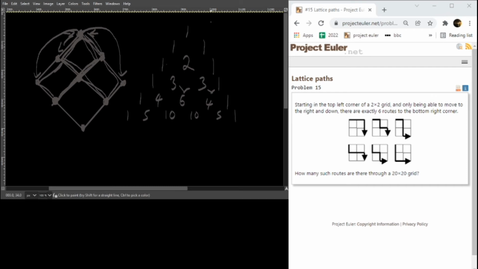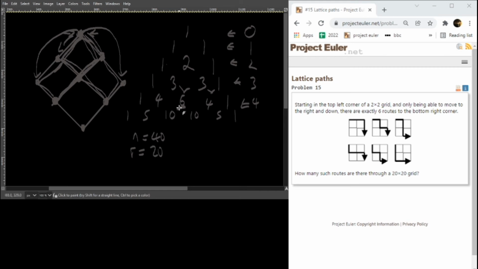So this is the 0th row, because you can't go anywhere on that row. You're just stuck at that point. This is the first row. This is the second row. This is the third row, and this is the fourth row. So despite it being a 2x2 grid, the answer is actually found on the fourth row. So in a 20x20 grid, the answer would be found on the 40th row. So n equals 40. And it would be in the middle of the 40th row. So I'm going to say r equals 20.